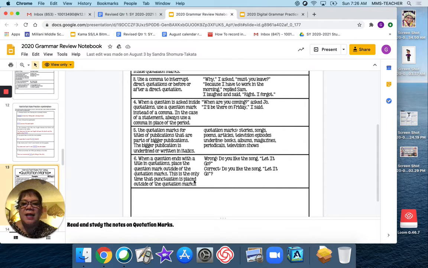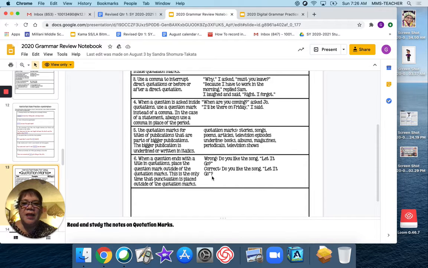This is the only time that punctuation is placed outside of the quotation mark. Okay, so look at this wrong example. It says, "Do you like the song, 'Let It Go?'" That's wrong, because it says when a question ends with a title in quotations, place the question mark outside of the quotation marks. So the correct version is, "Do you like the song, 'Let It Go,'" then the question mark.